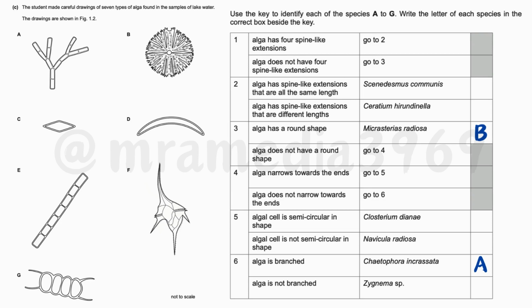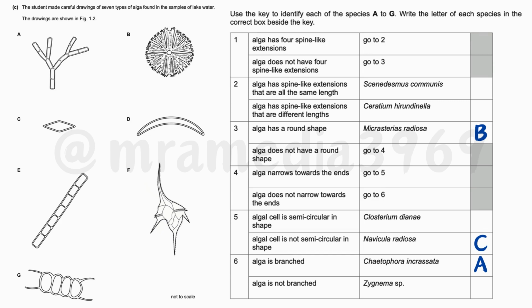Next C. Alga has 4 spine-like extensions. We can see from the figure that it doesn't. The next one is alga does not have 4 spine-like extensions. That's true, so go to 3. Alga has a round shape. It doesn't. Right, next, go to 4. Alga narrows towards the ends. Yes, we can see that's true. In that case, we go to 5. Algal cell is semicircular in shape. No, algal cell is not semicircular in shape. Hence, C is Navicula radiosa.